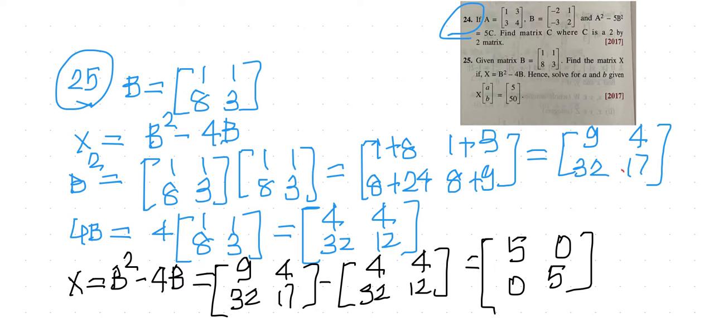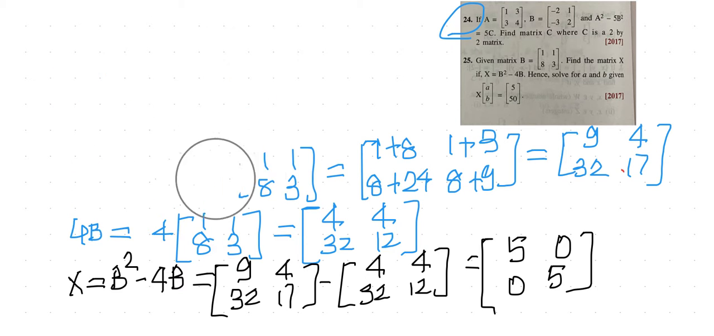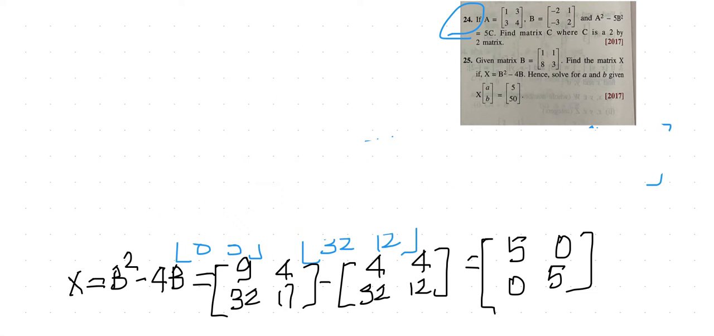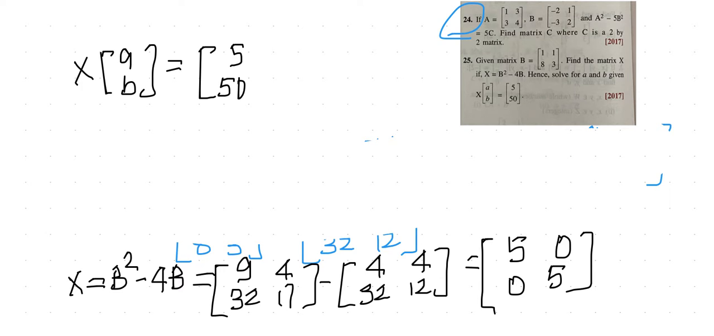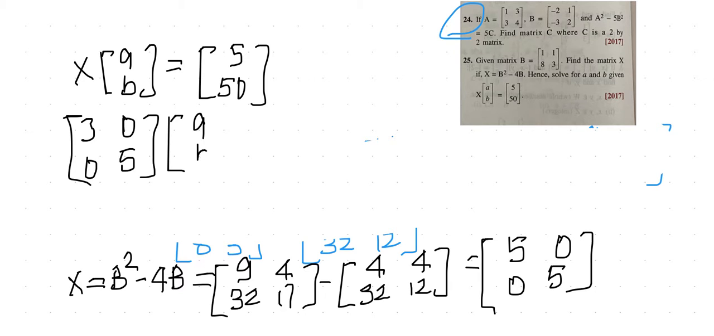So this is the matrix. And now the other thing that you have to find, children, is the value of A and B. What has been given is that X multiplied by [A; B] is equal to [5; 50]. Okay, so X I have found out to be [5, 0; 0, 5], and this is being multiplied by [A; B] to give you how much? [5; 50]. Okay, so we'll just be solving this out.